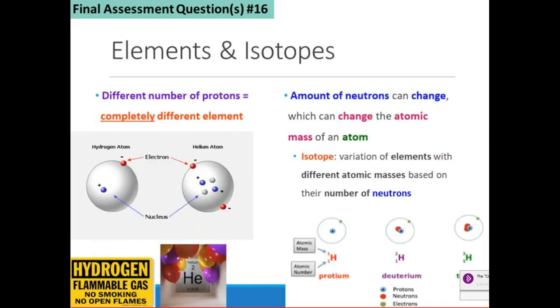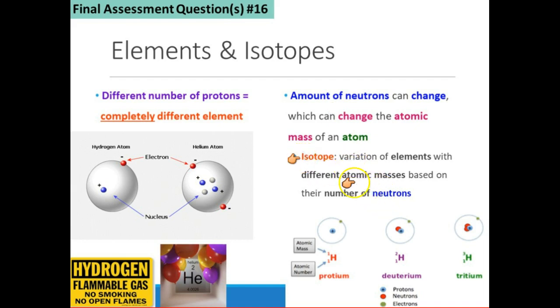Okay, so, question number 16. This one's actually in order right afterwards. So, elements and isotopes. Remember, a different number of protons means a completely different element. However, you can change the number of neutrons without changing its identity, right? So you can change the amount of neutrons, and all that's going to do is change the atomic mass of the atom, right? And these are what are called isotopes.